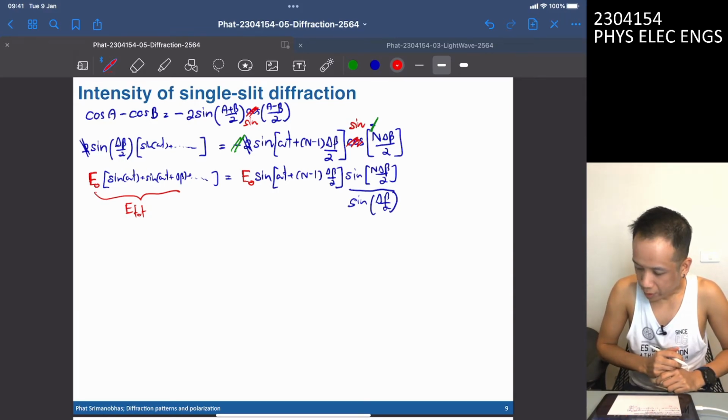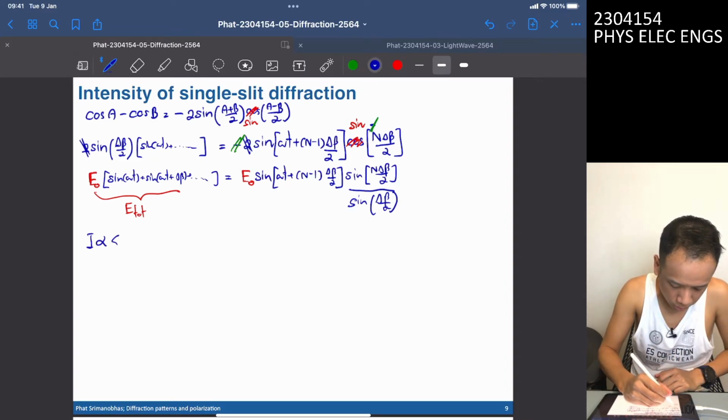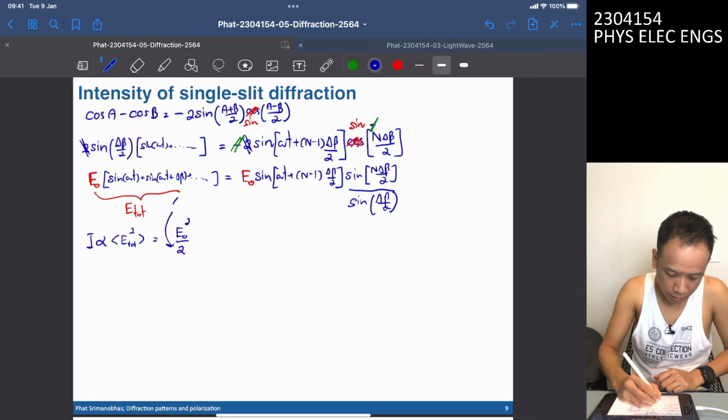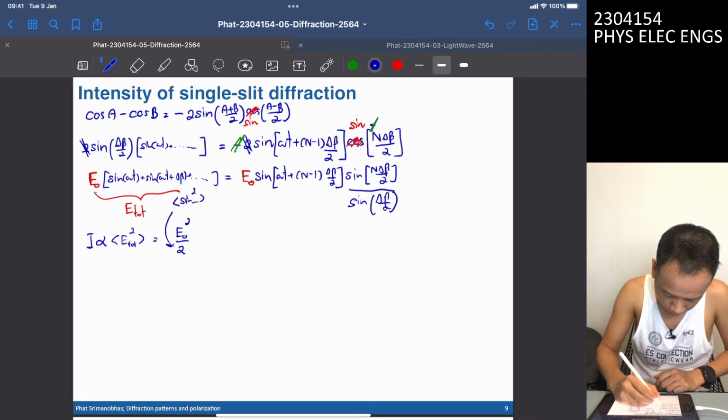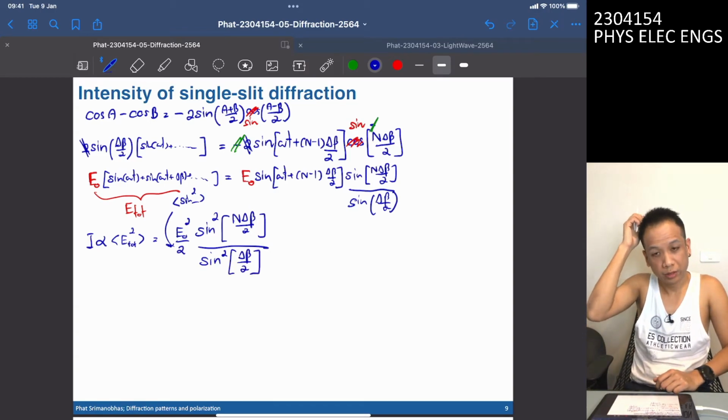So you can try to manage it. It's proportional to the average of E total squared, so it becomes E0 squared divided by 2, and this 2 is the average of the psi. So you get psi squared of n delta beta over 2 divided by psi squared of delta beta over 2. Okay, so now you have that.